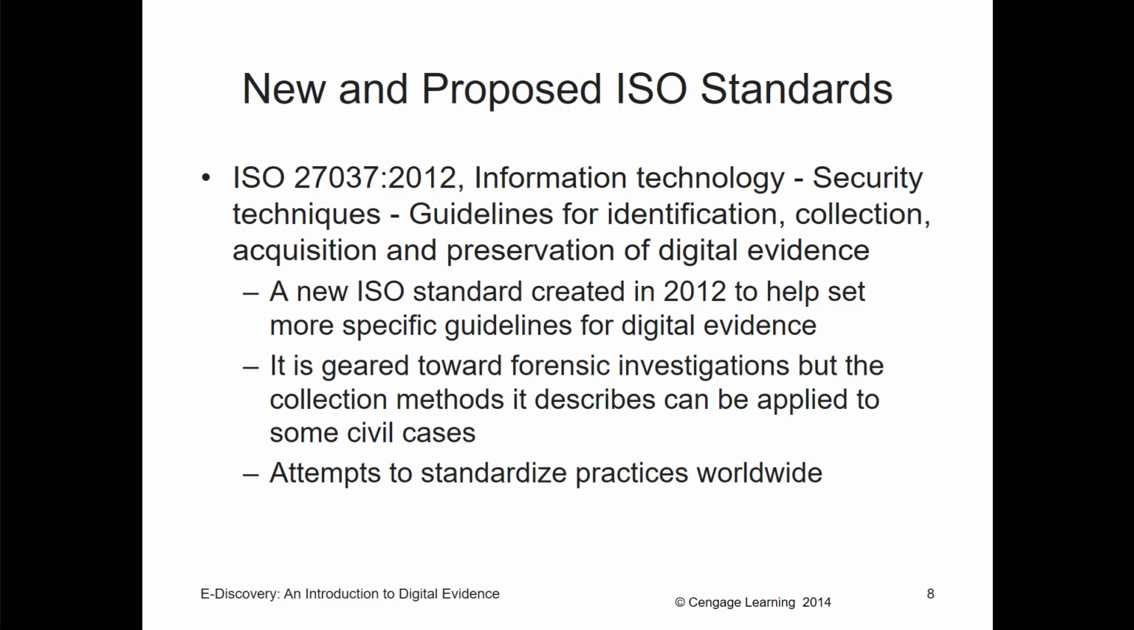New and proposed ISO standards: there is ISO 27037 in 2012. This is the information technology security techniques, and these are the guidelines for identification, collection, acquisition, and preservation of digital evidence. This is part of a new ISO standard created in 2012 to help set more specific guidelines for digital evidence. It is geared towards forensics investigations, but the collection methods it describes can be applied to civil cases as well. Attempts have been made to standardize these practices, though they're not always as straightforward as one would want.